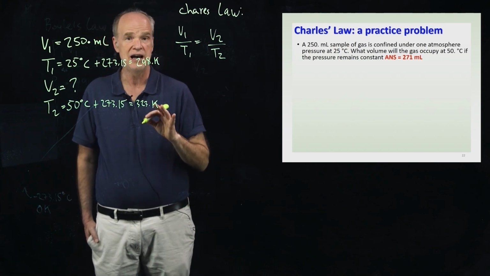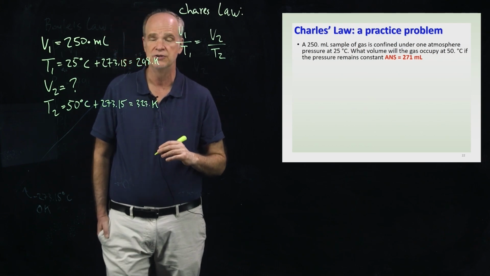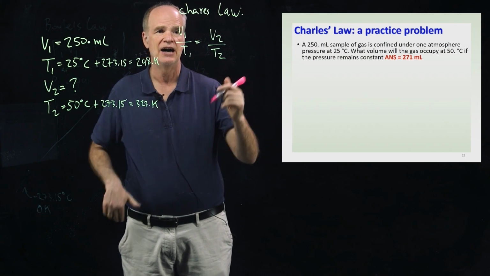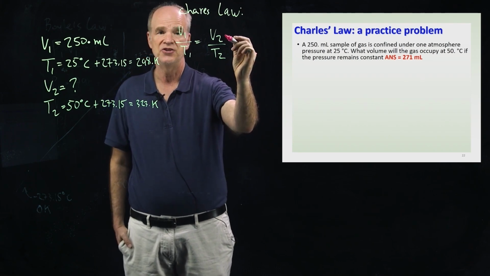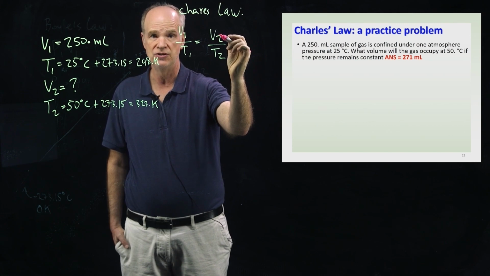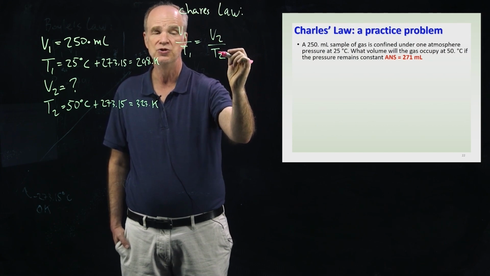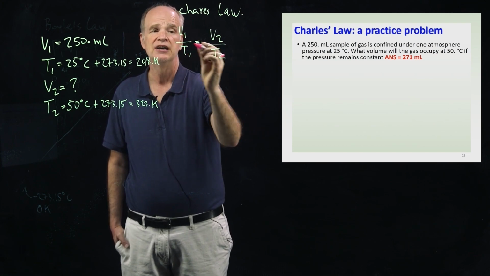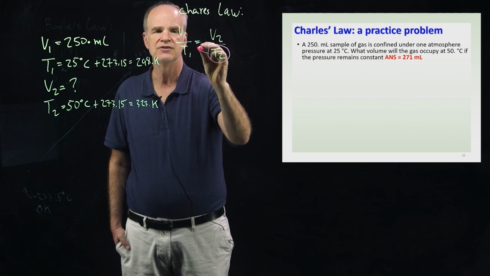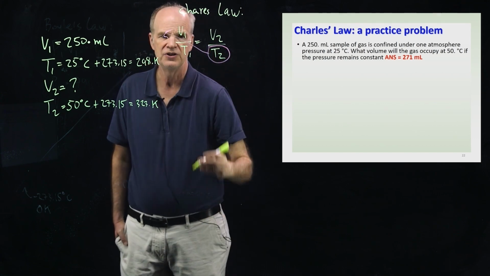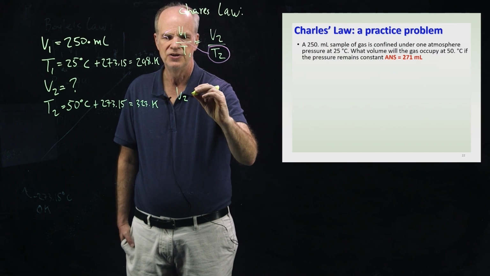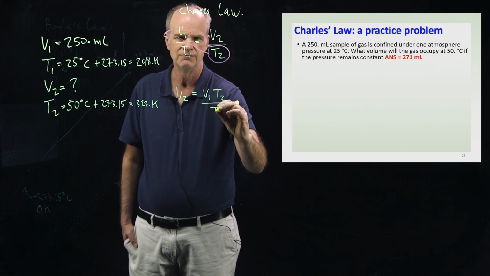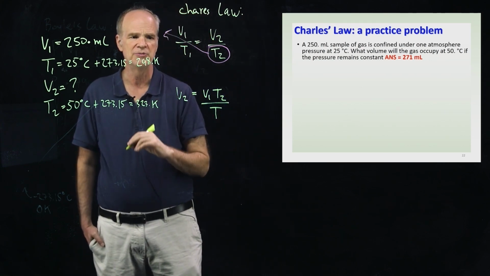Okay, now that we have our temperatures in Kelvin, we can solve for V2. So I need to change this equation around so that I have V2 by itself. Right now V2 is in the numerator. So all we need to do is move T2, which is in the denominator right now. When I put it on the other side of the equal sign, it goes into the numerator like this. So V2 is going to be equal to V1 times T2 over T1. Looks good? Okay, let's plug in some numbers and see what we get.